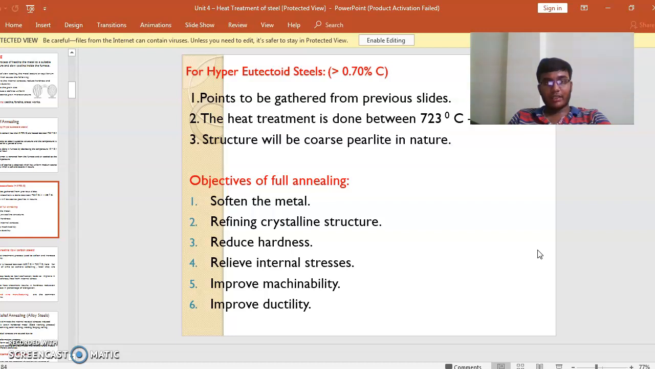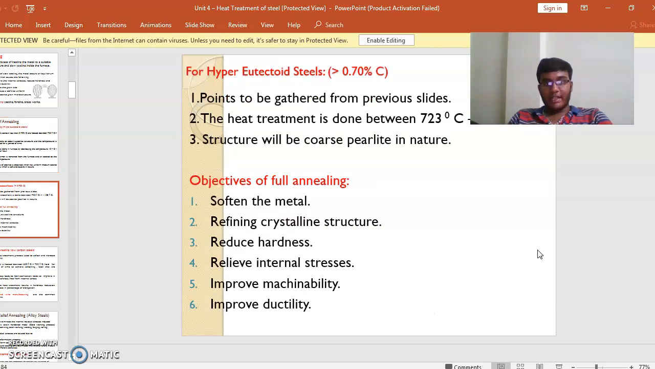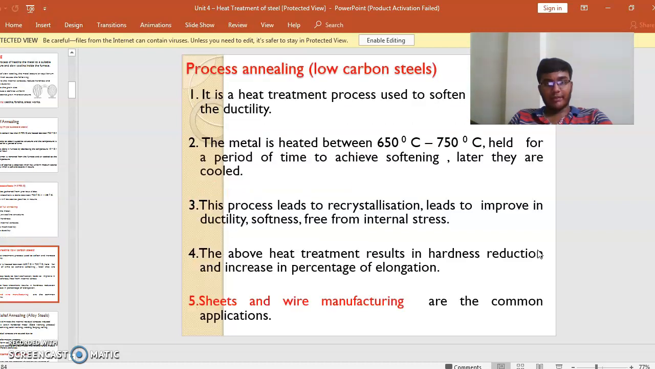For hypereutectoid steels, that is greater than 0.70% carbon, the points are similar to that of hypoeutectoid steels and the heat treatment is only done at 723 to 1138 degrees centigrade. Structure will be coarse pearlite in nature. Objectives of full annealing: softening the metal, refining crystalline structure, reducing hardness, relieving internal stress, improving machinability, and improving ductility.